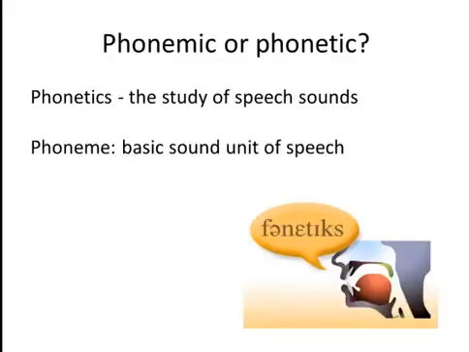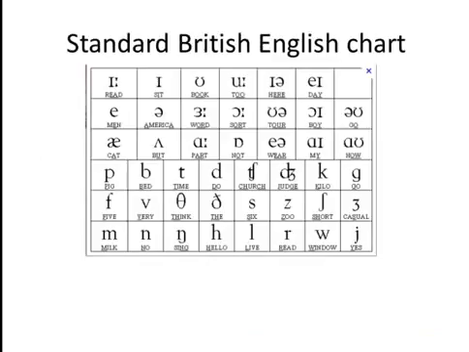So b, for example, is one phoneme. You can't get any smaller than that. So these are the phonemes which are in a particular language. I have to say I wouldn't get too hung up on this though. Anyway, moving on. This is what you've probably seen before.